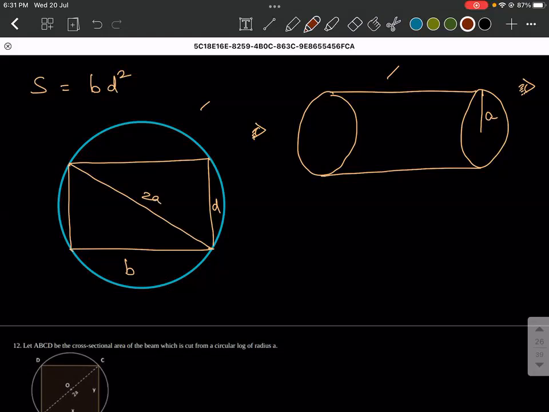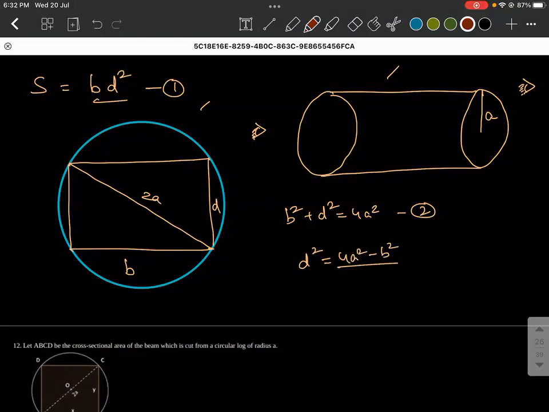So B square plus D square will be equal to 4A square. Let strength be BD square. So strength is a function of two variables converted to one variable. So D square will be equal to how much? Take this, substitute it here and solve. Did you do it? Got the answer. So S will be equal to B into D square, that is B into (4A square minus B square).